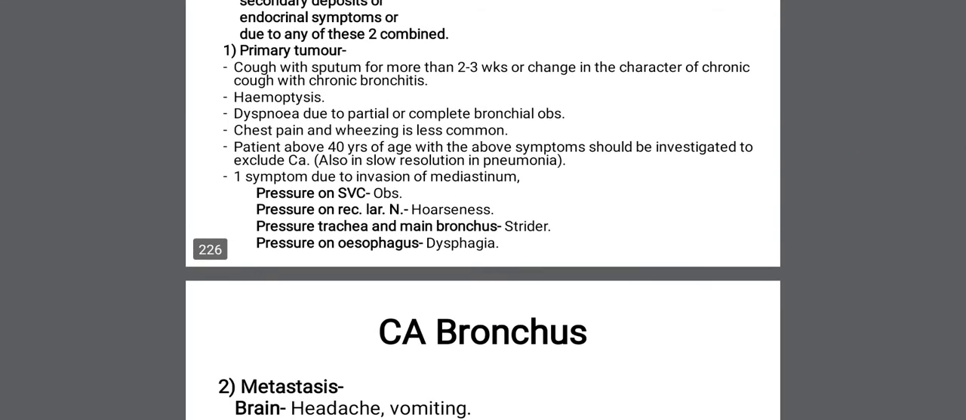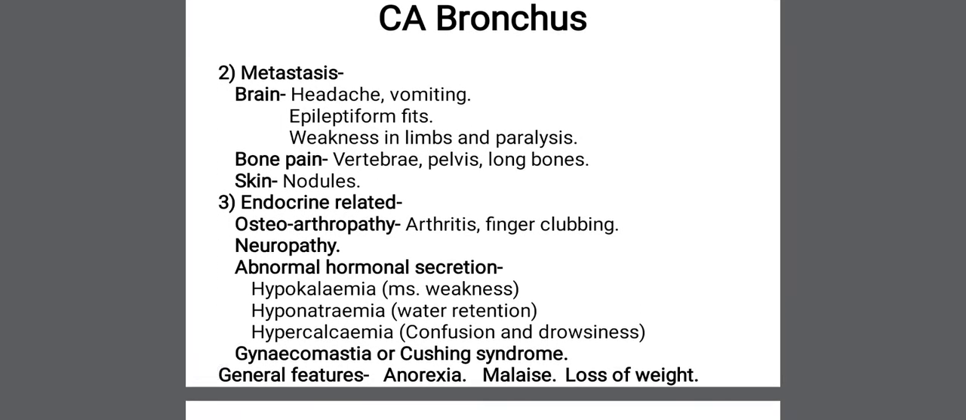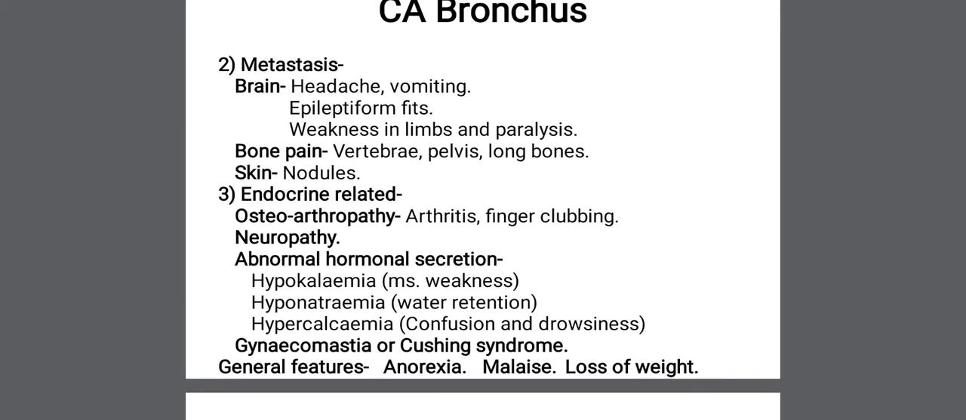Then the second one is secondary deposits, that is metastasis. As we have seen in the spread of growth, it may spread to various other organs of the body. If the brain is involved, there will be headache and vomiting. There may be epileptiform fits, and there may be weakness of limb leading to paralysis.